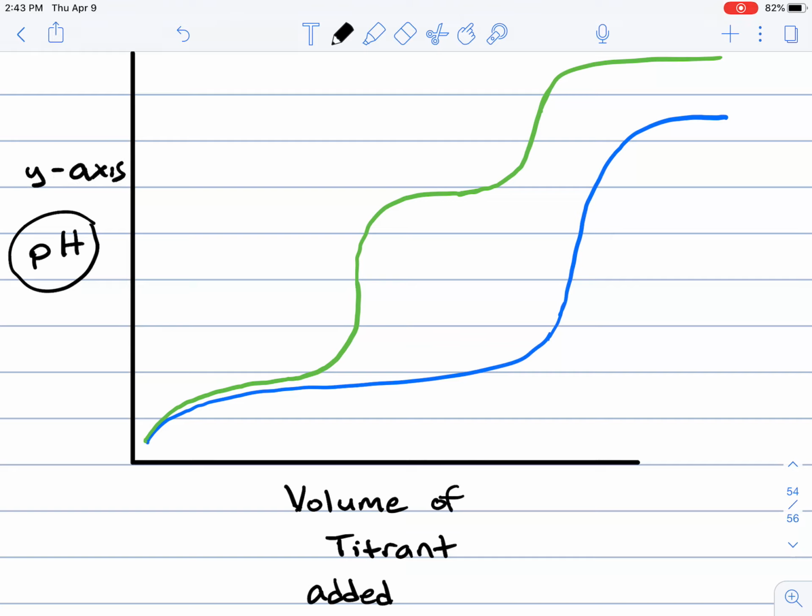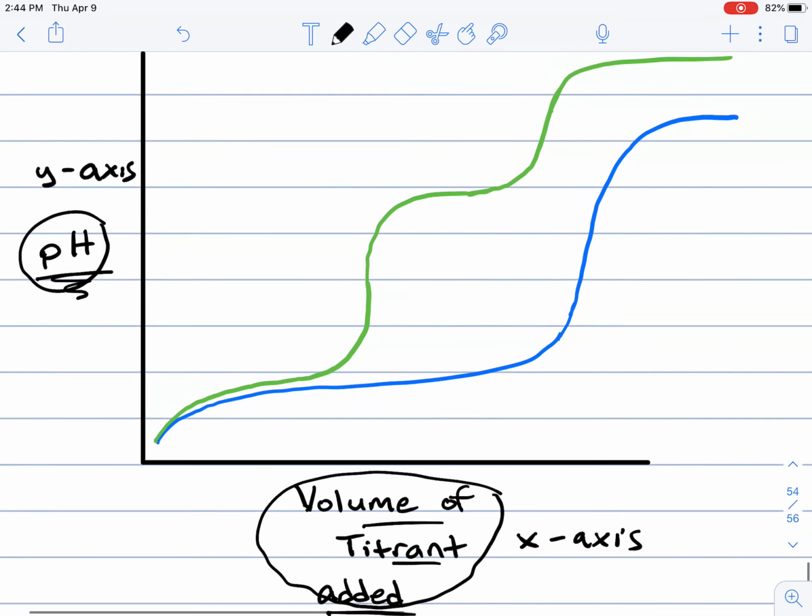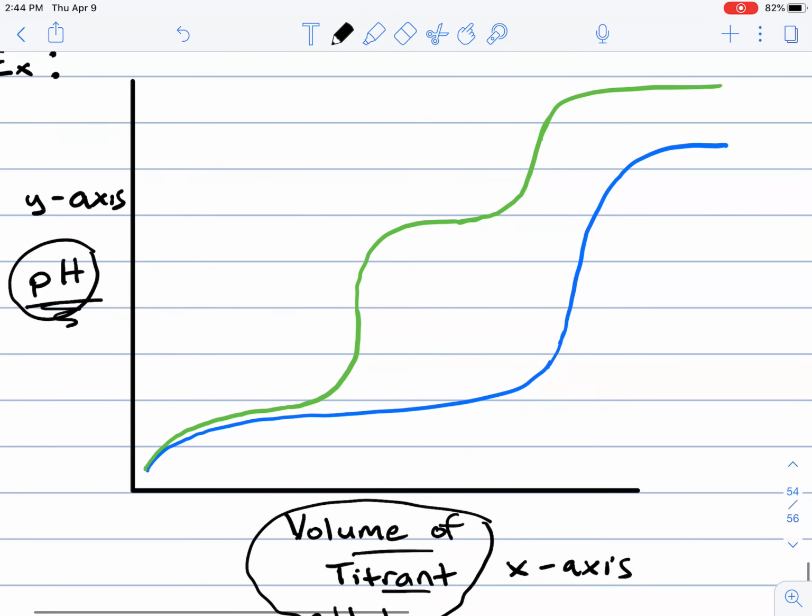Okay. Whereas the volume of the titrant added is in our x-axis. And so these two define what we're looking at in this graph. So we're looking at the change in pH based on the volume of titrant that's added to the analyte. Okay. So let's go ahead and take a look at the titration curve in blue.